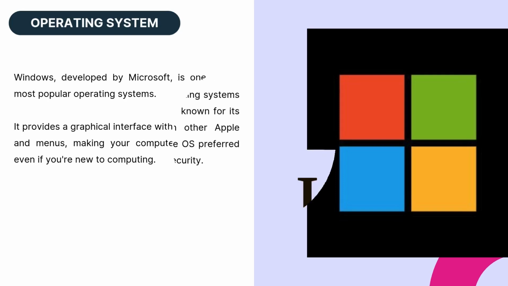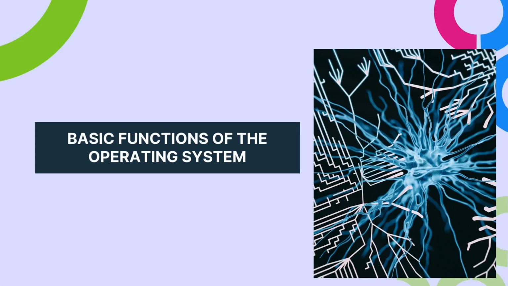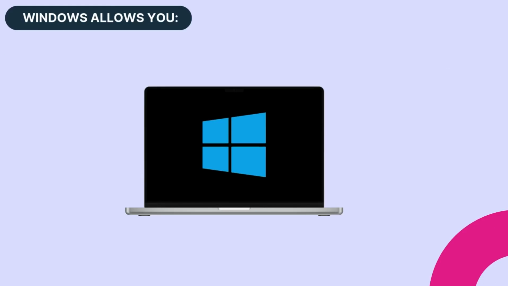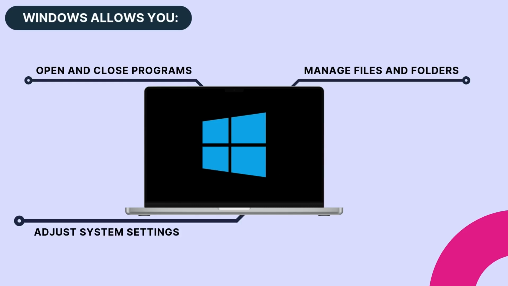Besides Windows, other popular operating systems include Mac OS, developed by Apple, known for its sleek design and integration with other Apple products, and Linux, an open-source OS preferred by developers for its flexibility and security. Let's explore some of the basic functions of the Windows operating system. Windows allows you to open and close programs, manage files and folders, adjust system settings, and customize your computing experience.